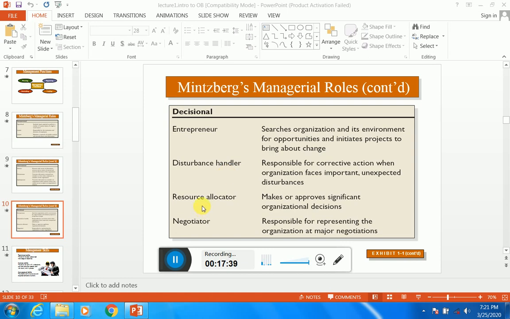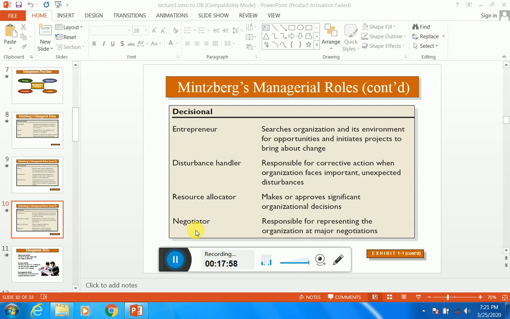Resource allocator, simply stated, is the manager who collects and arranges resources for the organization. For example, human resources, physical resources, even monetary resources. Such a person is known as your resource allocator.